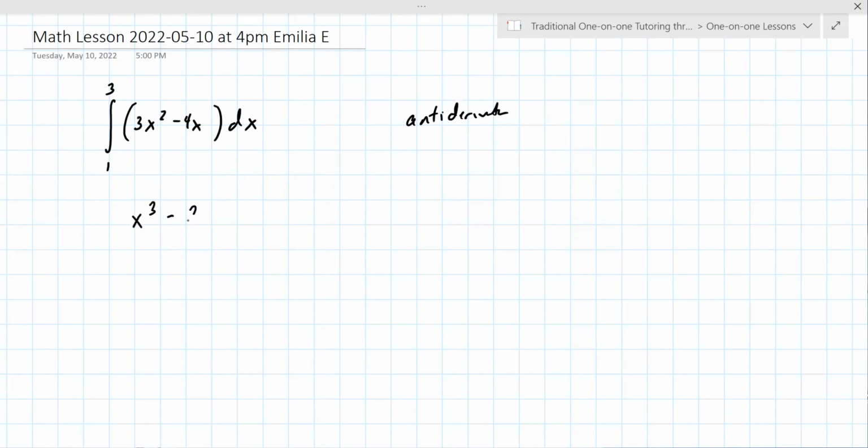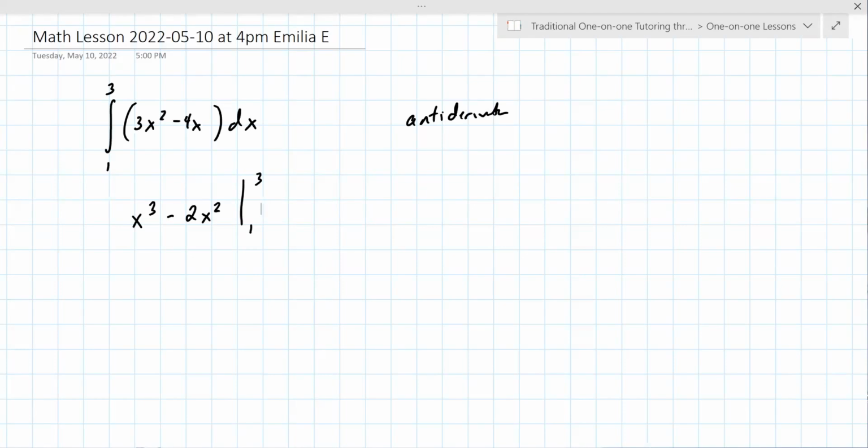Yep. 3x to the third over 3 minus 4x squared over 2. That cancels out. 1, 2. x cubed minus 2x squared.